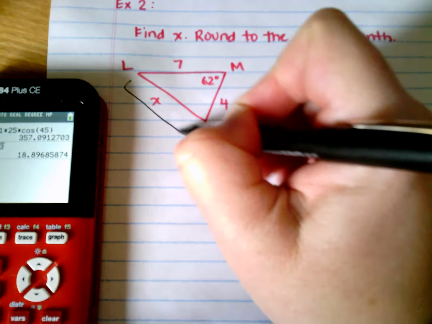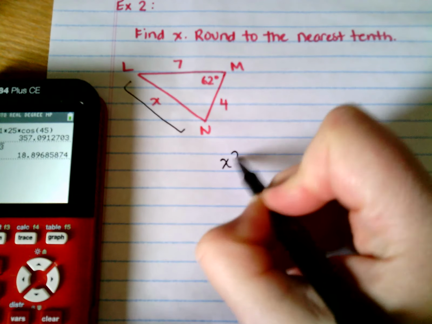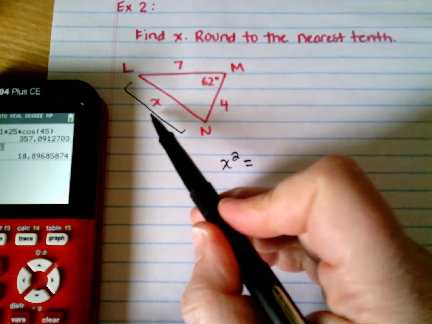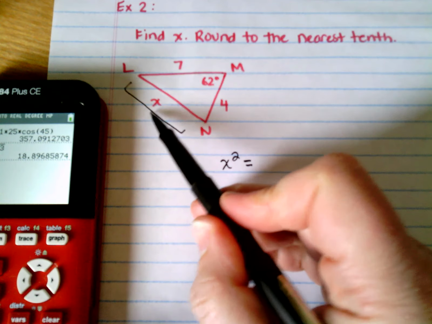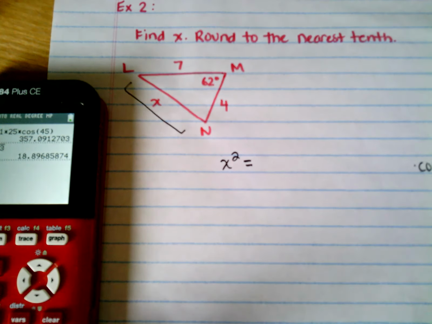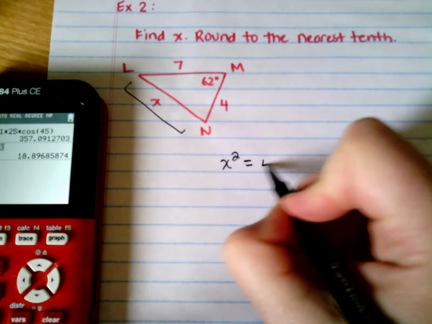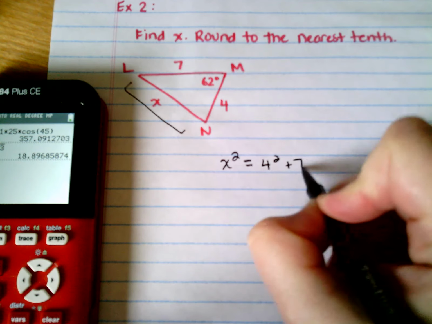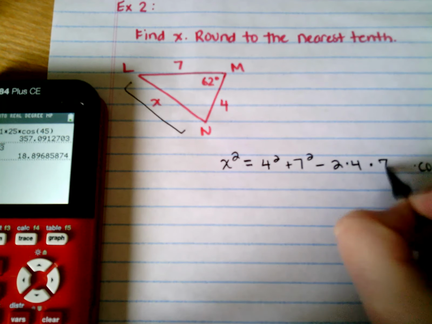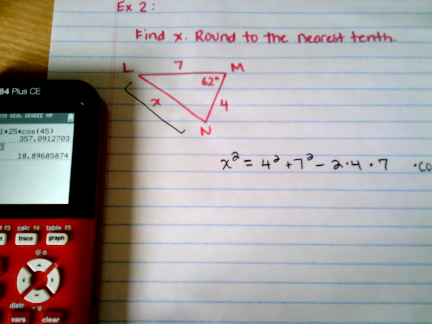It's right here. That means x squared equals, remember the most important part, if I'm trying to find angle x or side x, the angle opposite is what's going to go at the end of my equation. So cosine 62. And then I can fill the other two sides in whichever order I want. 4 squared plus 7 squared minus 2 times 4 times 7 times the cosine of 62. Sorry about that giant space there.